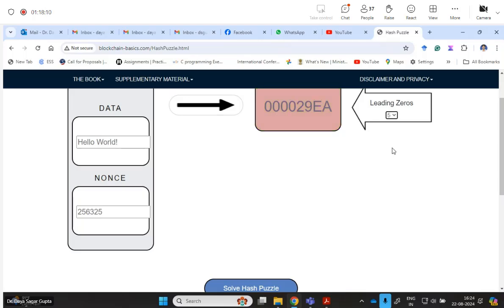If you go for 5 leading 0s, let us see it. After pressing it, I am waiting. Let us wait. Now it appeared. The nonce will be something like 10 lakh. So how difficult will it be if I go for 6, 7, 8? Let us see for 6. I pressed it, I'm waiting.